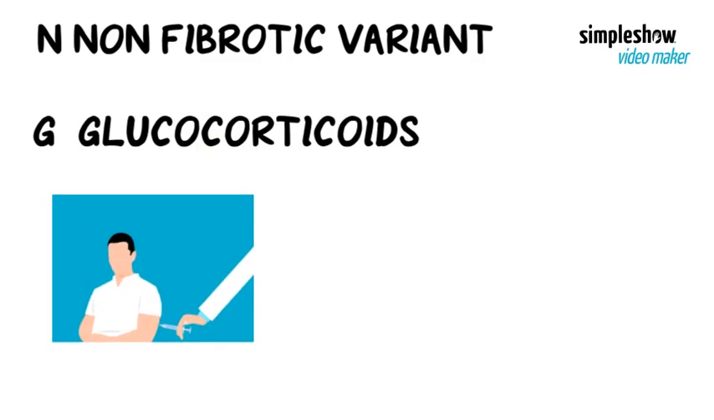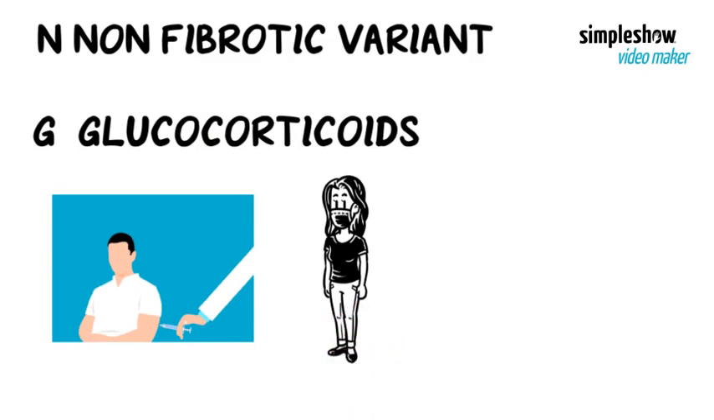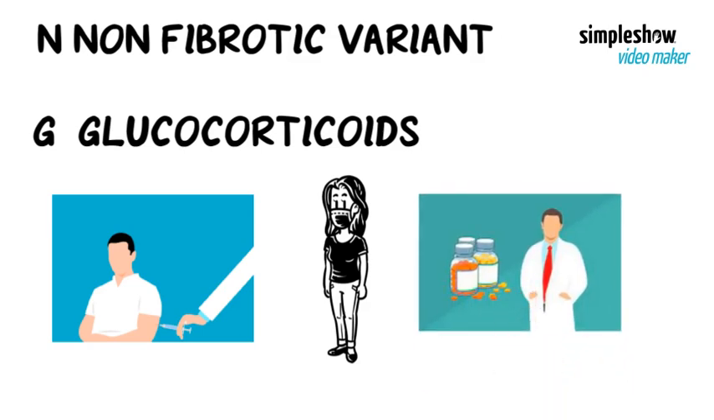G is for glucocorticoids. Other than general measures of avoidance of antigen and use of dust mask, glucocorticoids are given as immunosuppressive drugs to control this disease. If the patient has contraindications to steroids, other immunosuppressants like rituximab or azathioprine can be given as well.